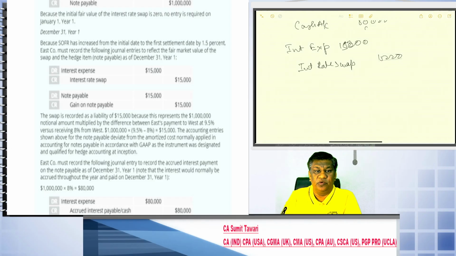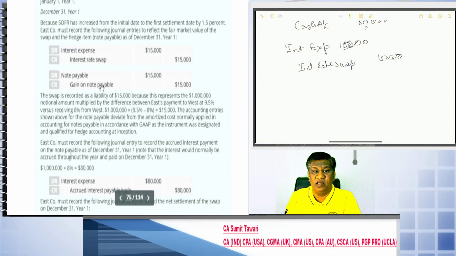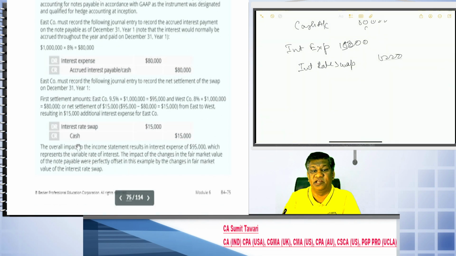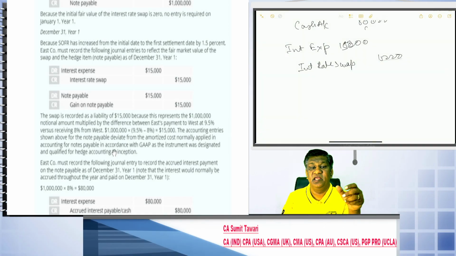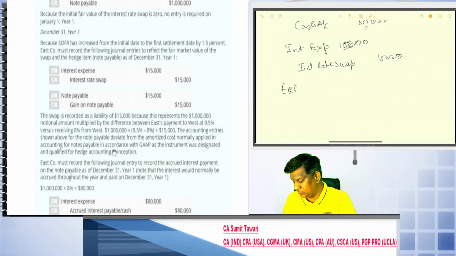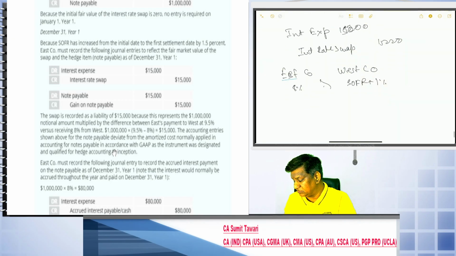So I hope you are able to understand why the interest expenses and the interest rate swap, and after that, that interest rate swap to the cash account. Okay, this is basically the 8% fixed interest paid by the Eastern Company, and the 15,000 it needs to pay to the Western Company. So the relation between Eastern Company and Western Company is that one has an obligation of 8% fixed, and the other has an obligation of SOFR plus 1%. Okay, and then they decided to exchange.